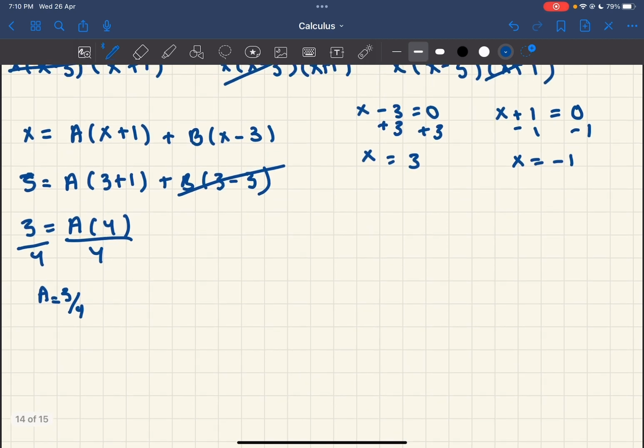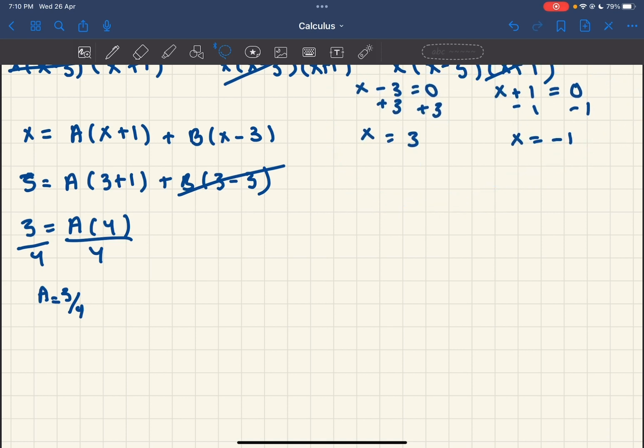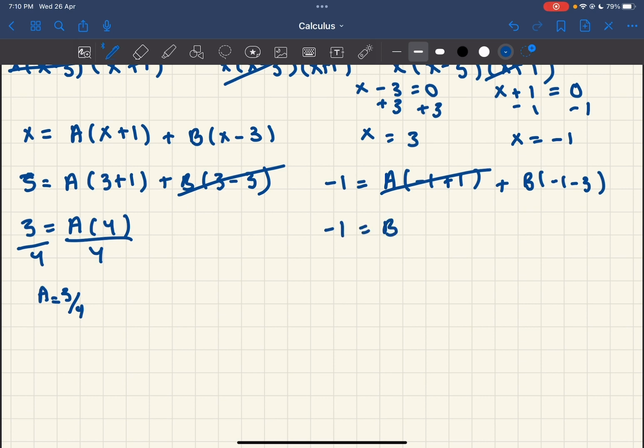Now we substitute the other x, which is minus 1, to find what B is. Let me just move this up so you can see it. So we're going to substitute minus 1 as x. Minus 1 equals A times minus 1 plus 1, plus B times minus 1 minus 3. So this automatically cancels out, and we have minus 1 equals B times minus 4.